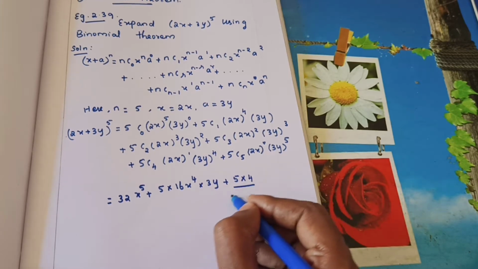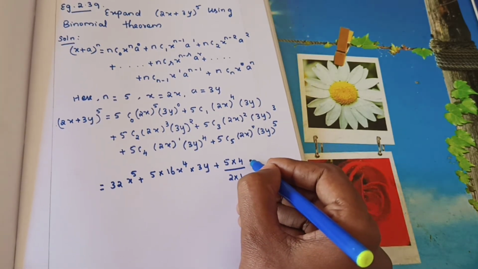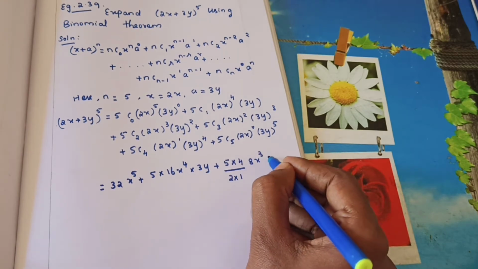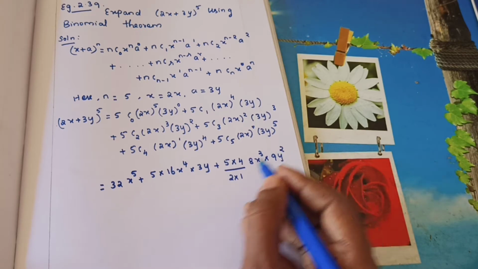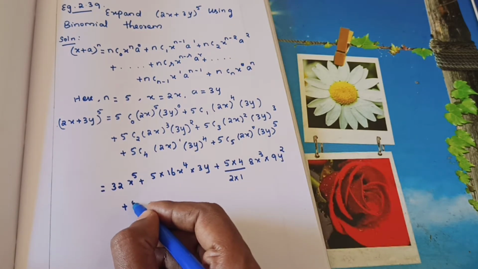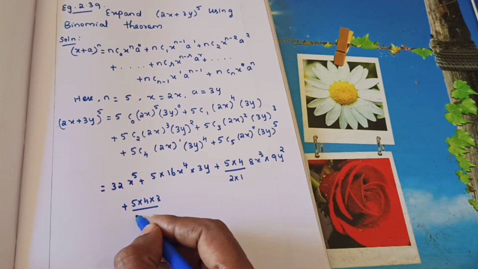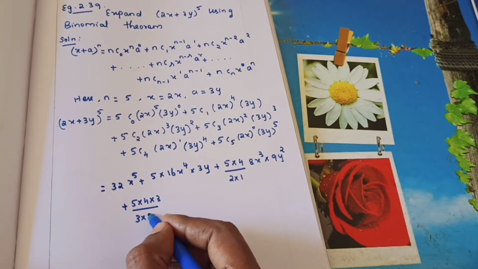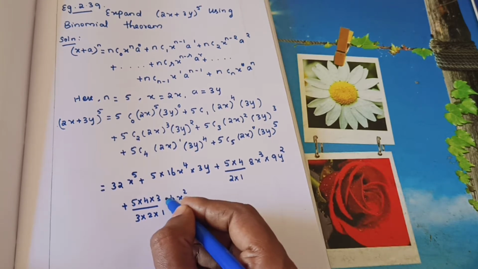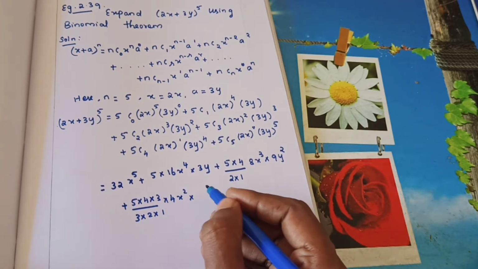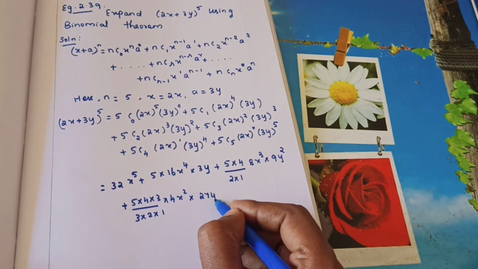5 into 4 divided by 2 into 1 is 10, then 2x power 3 means 8x cube into 3y square means 9y square. Carefully you need to simplify. Then plus 5C3 means 5 into 4 into 3 divided by 3 into 2 into 1. 2x square means 4x square into 3y cube. 3 into 3 into 3 means 3 3s are 9, 9 3s are 27y cube.